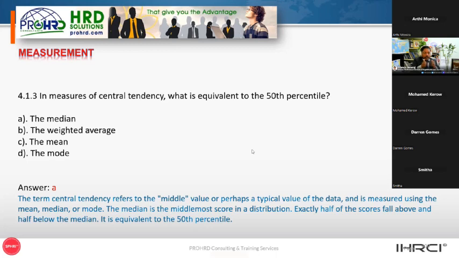In a remuneration survey, we split on the 4 quarters. We learned in total rewards. So exactly half of the scores fall above and half of them fall below the median. It is the equivalent of the 50th percentile.